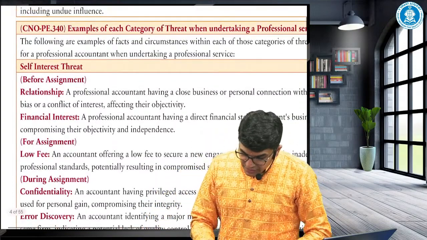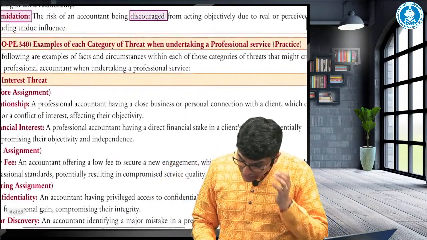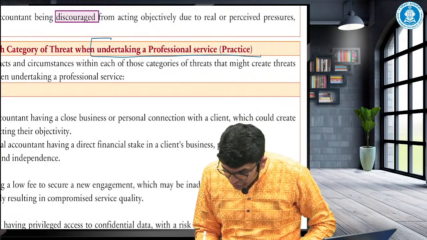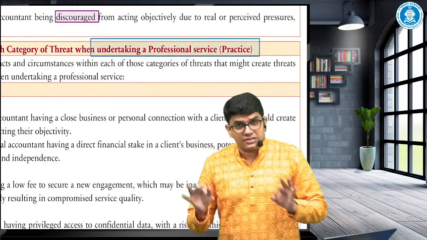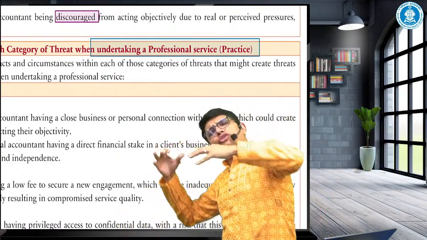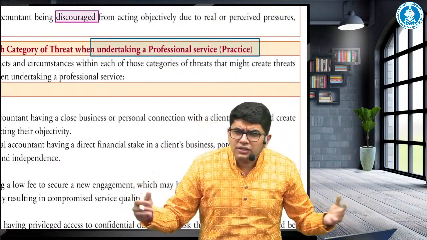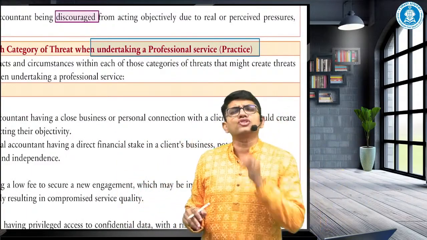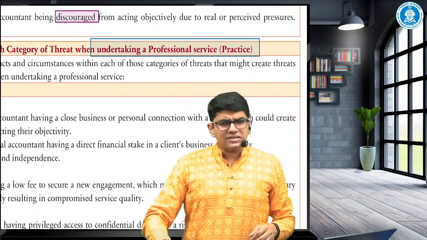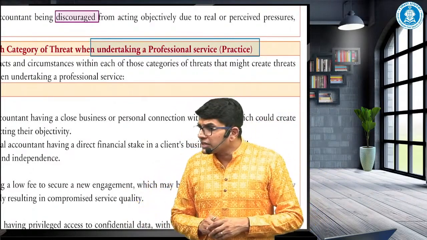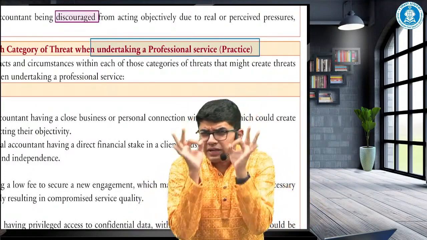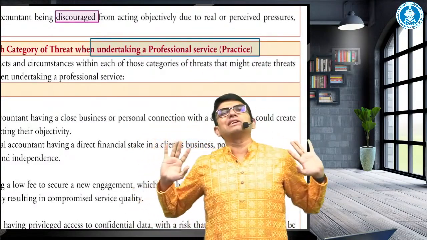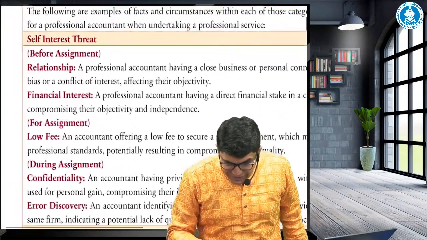Let's see, guys. First, we are going to see examples for those undertaking professional services. Undertaking professional services is nothing but practice. If a chartered accountant is giving professional services to society, to businesses, then these are the situations which are going to create threats on him. In the last lecture, we understood what we mean by threats. A threat is a situation which is going to pressurize the chartered accountant to compromise with the fundamental principles. Okay, let's see an example of self-interest threat.